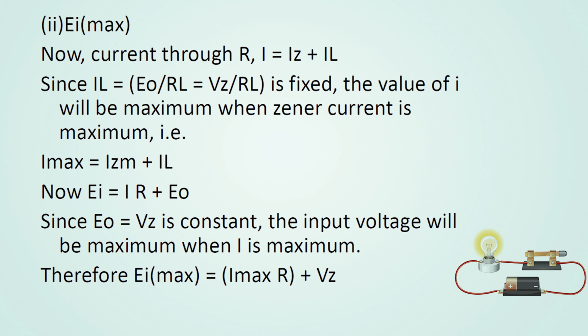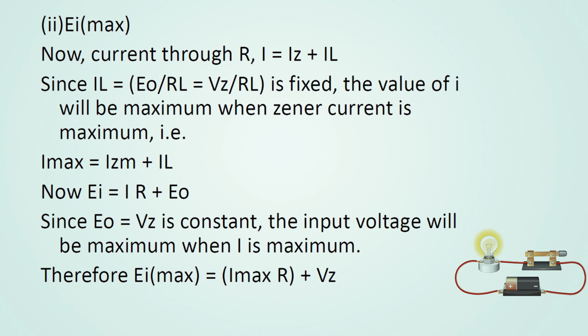Now, EI, the source voltage, is equal to I into R plus E naught. Since E naught is equal to Vz, which is a constant value, the input voltage will be maximum when I is maximum. So, from this we can find the maximum value of source voltage, EI max equal to I max into R plus Vz. This will give us the maximum value of source voltage.